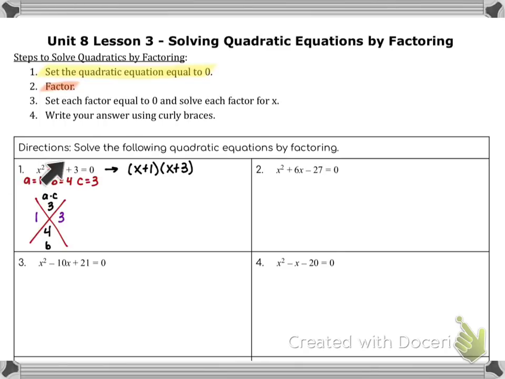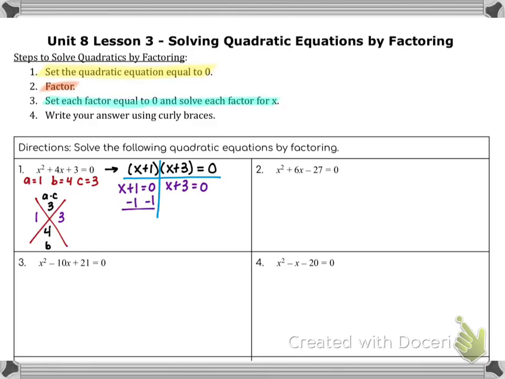So I can change this whole side by factoring into this, right? X plus 1 times x plus 3, and I'm going to put equal 0. So this is the new step here. Number 3 says set each factor equal to 0 and solve each factor for x. So we have to set each of these equal to 0. I'm just going to divide it up like this. I think it makes it a little more clean and easy to see. So you're just going to set each side equal to 0 and you're going to solve.